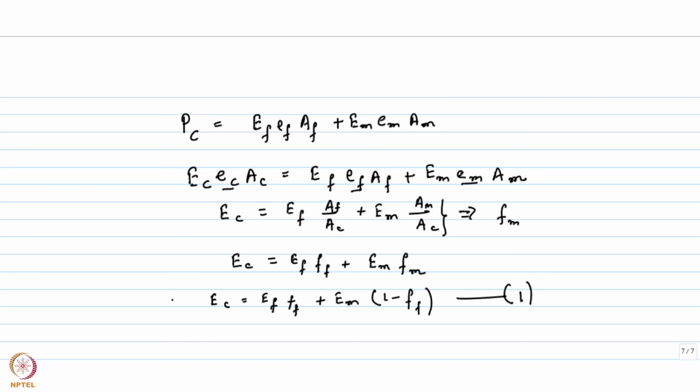Right? So equation 1 now is the rule of mixture that we talked about, and this will give you the properties of the composite in terms of the combination of the properties of the individual phases present in the composite material.